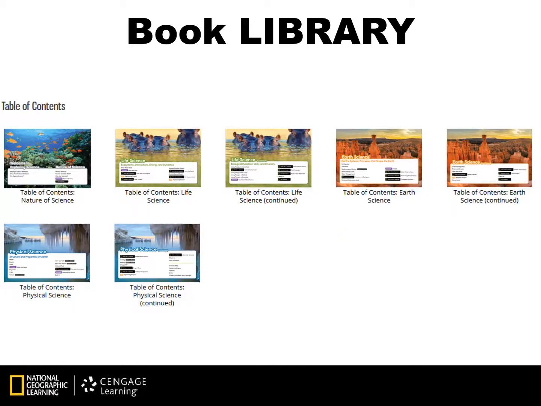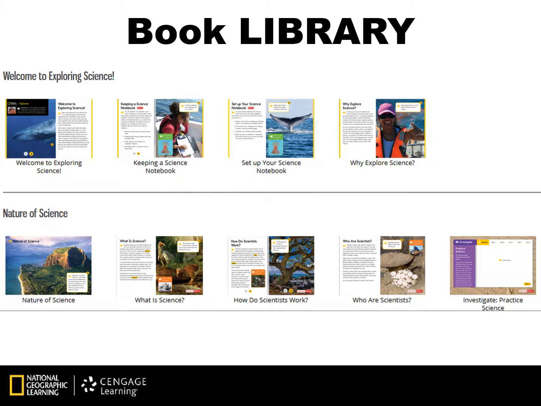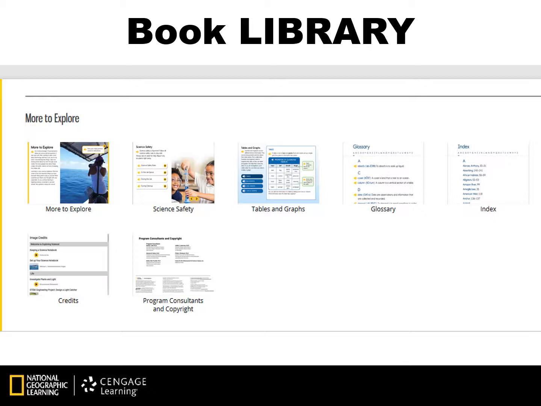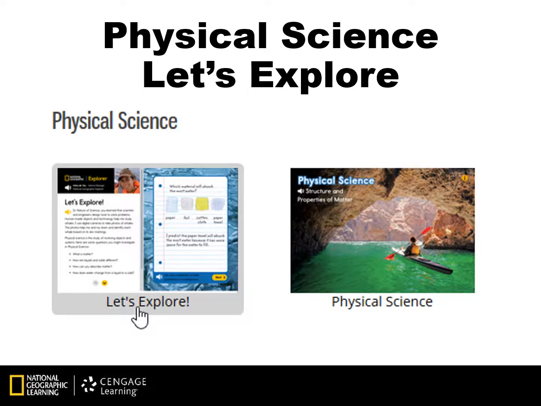Now that you've found your way to the library, you will see links for the table of contents pages. As you scroll down, you'll see the Welcome to Exploring Science and Nature of Science pages. Scrolling some more, you'll see the Life, Earth, and Physical Science units. And finally, at the bottom, you'll see the More to Explore pages. I'm going to use the Physical Science unit to explore more of the digital features. Click on Let's Explore to jump into the Physical Science unit.